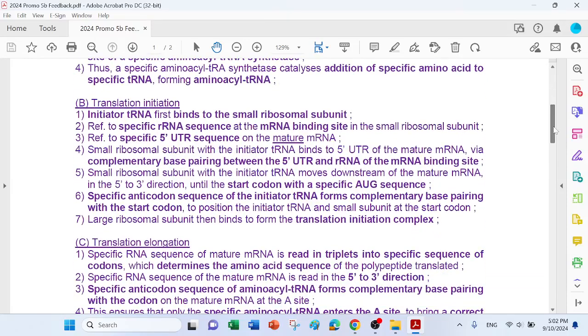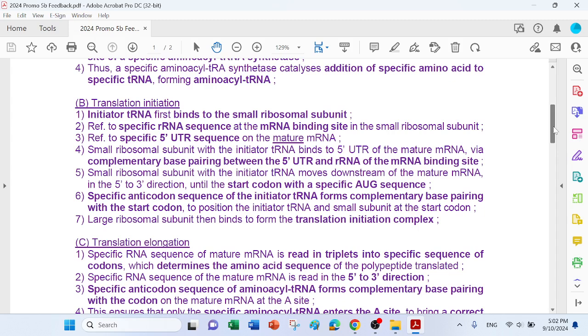Okay, the next stage of translation is translation initiation. Right, so again, we are not describing the process, we are looking at how important sequences are. Firstly, we talk about the initiator tRNA binding to the small subunit. This one, no mention of sequence. But we need to talk about this, because if you don't talk about this binding, then the points later, especially points 5 and 6, will not make sense. So still we need to describe a bit of the process. Okay, so that's step 1 or point 1. Then point 2 is where we go into the sequence.